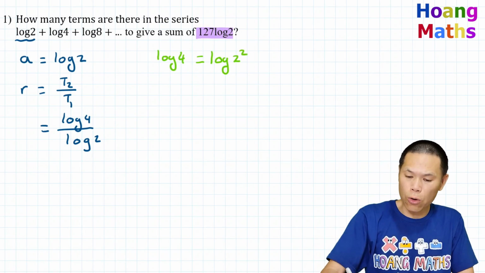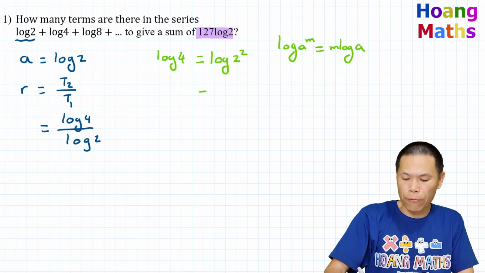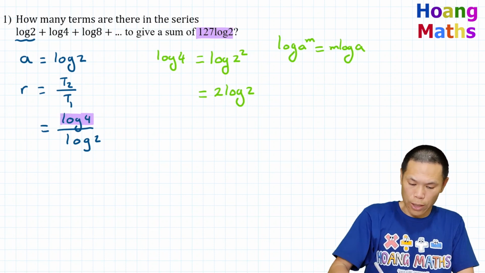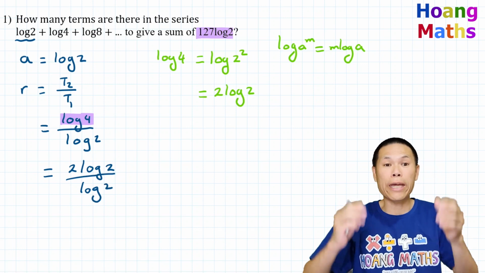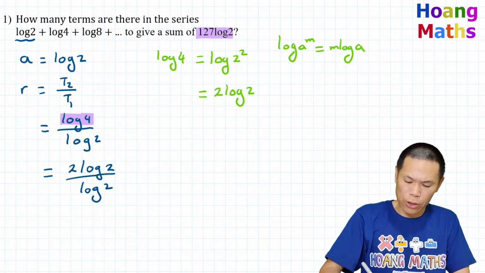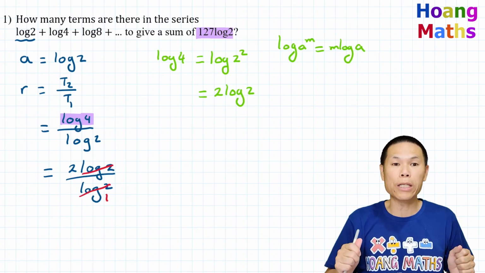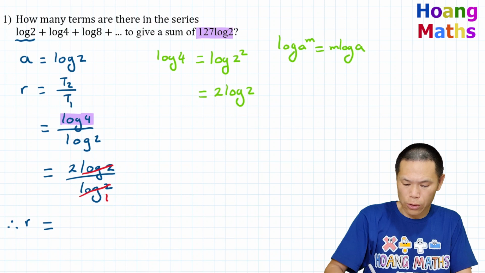Now remember the log law: log of a power m is equal to m log of a. So this means that log of 4 is the same as 2 log of 2. So that is equal to 2 log of 2 over log of 2. Now I can simplify by cancellation between log of 2 and log of 2. That gives me 1, so 2 over 1 is 2. Therefore the common ratio is 2.